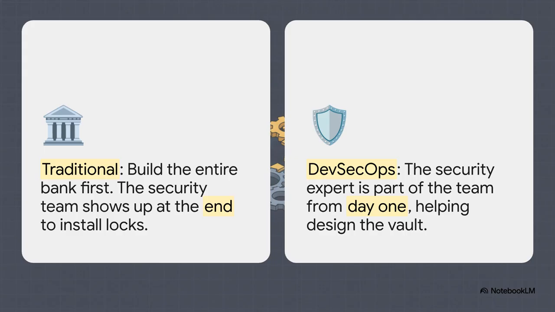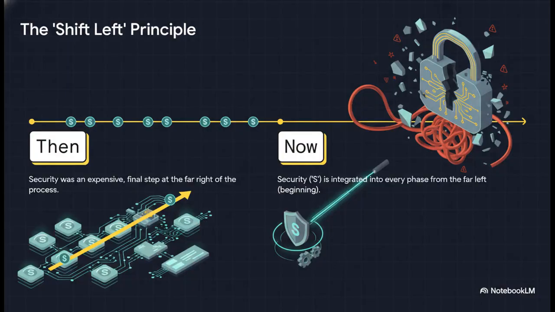DevSecOps is like having the security expert in the room from day one, helping design the vault and integrating alarms right into the structure as you build. This whole idea is called shifting left. If you look at the "then" timeline on the slide, you can see how security used to be this one big, expensive gate at the very end of the process, way over on the right. DevSecOps, as you can see in the "now" timeline, literally shifts it all the way to the left. It integrates security, that's a little S shield, into every single part of the process, making it a constant thought, not a final hurdle to jump over.